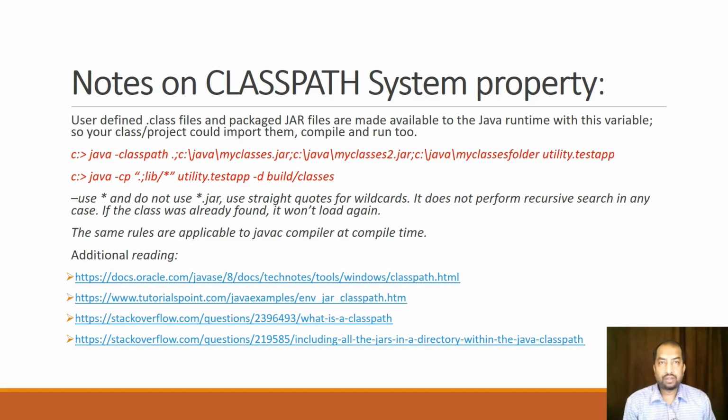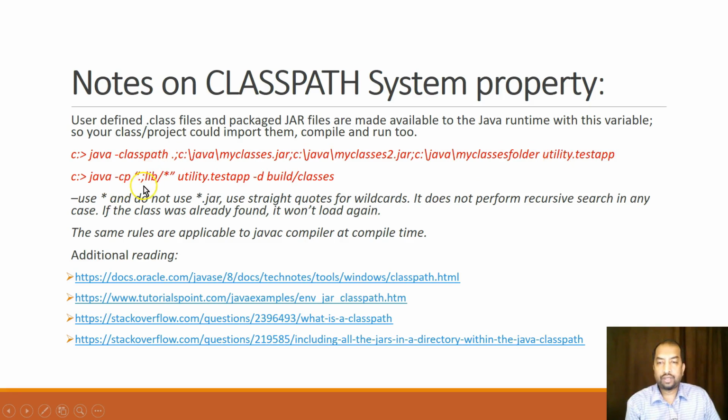For example, here you can follow java -classpath and dot, semicolons, and a number of jar files if you have more than one jar file, and if you have a number of classes in the folder, give them here like this, followed by the main class to be run. So this is a launcher class. TestApp is the launcher class and it is packaged in the utility package.